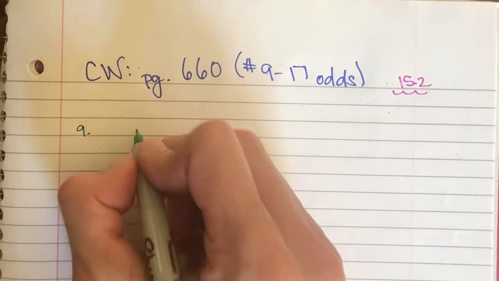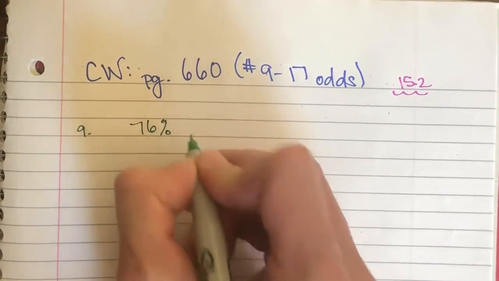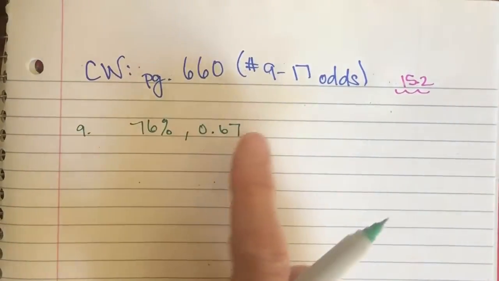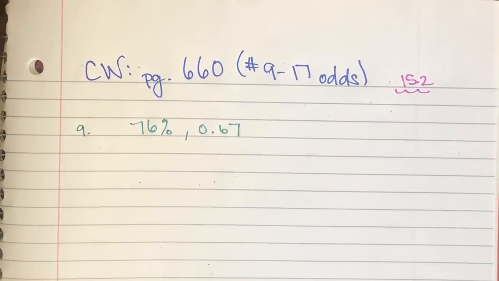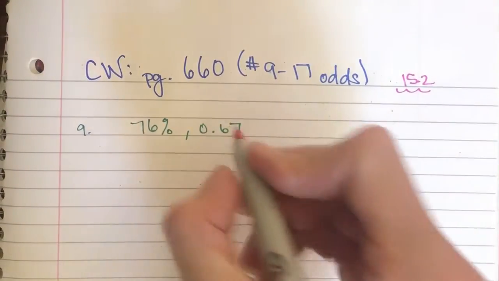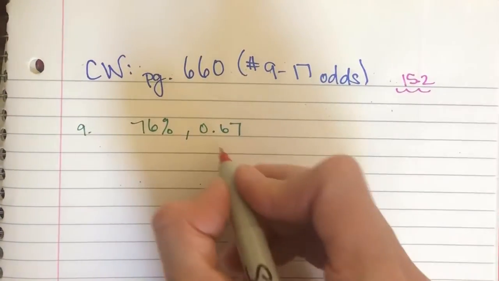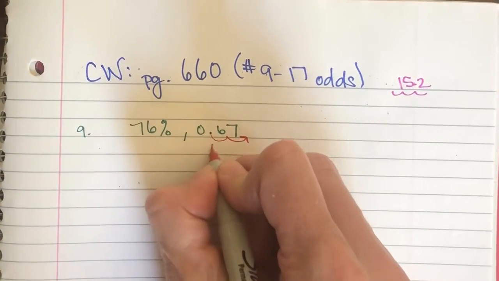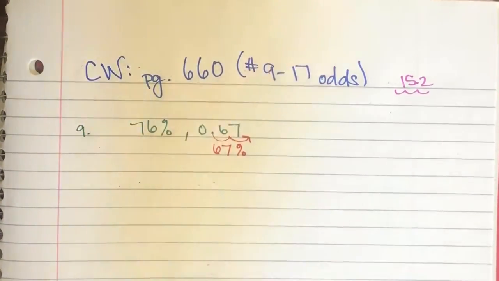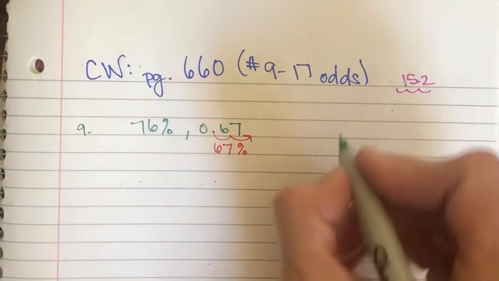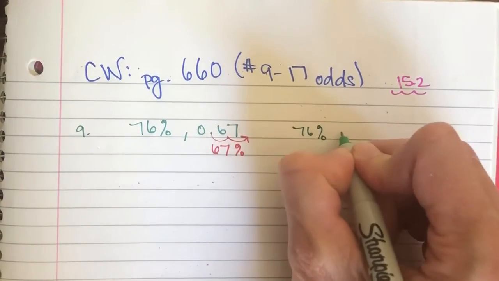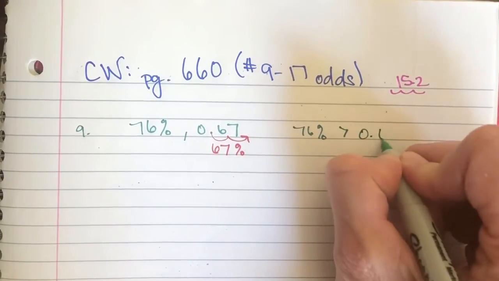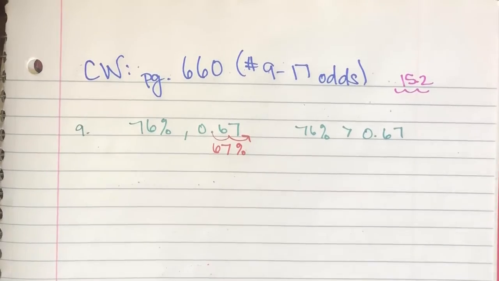We're asked to compare 76% and 67 hundredths. You can choose to change this to a percent or this to a decimal. It's your choice, it doesn't matter. I'm gonna change 67 hundredths to a percent by moving twice to the right to get 67%. Then I can compare. I know that 76% is greater than 67%. So I can use the greater than symbol.